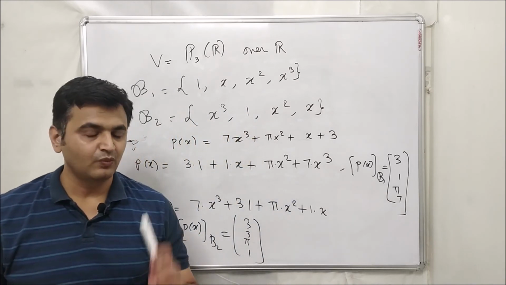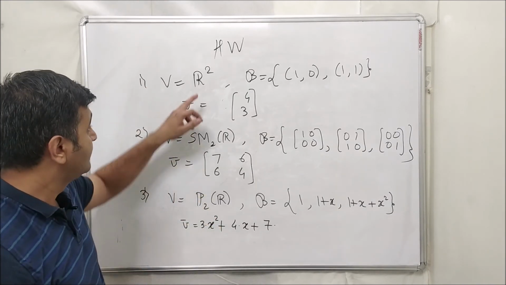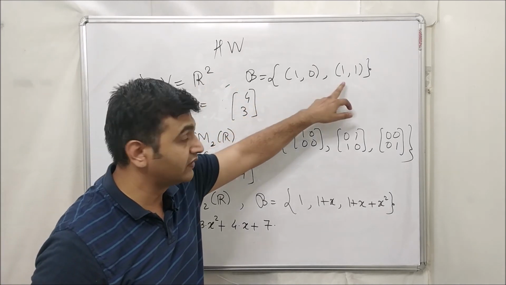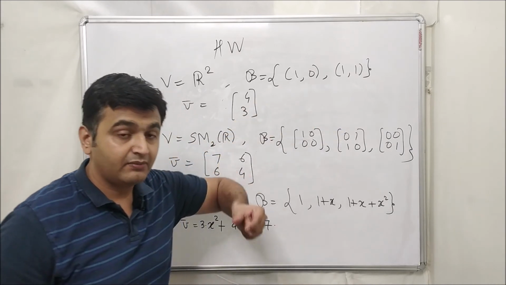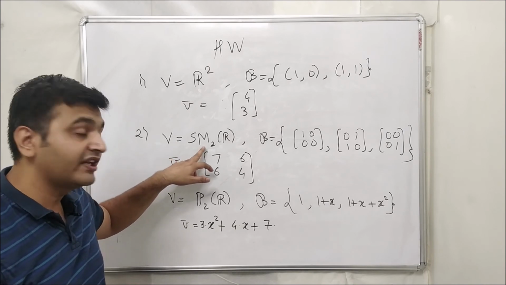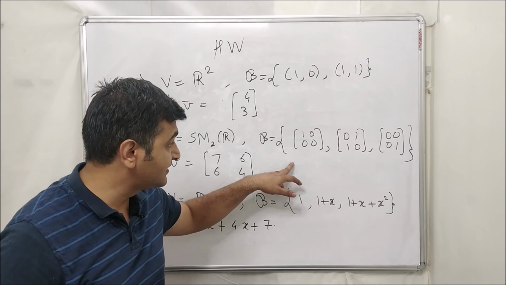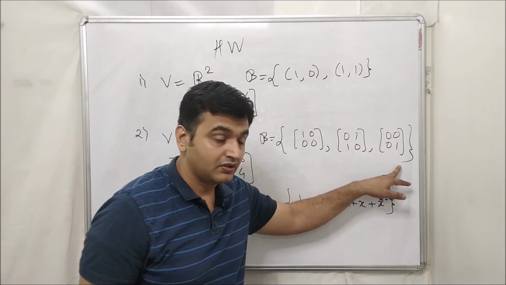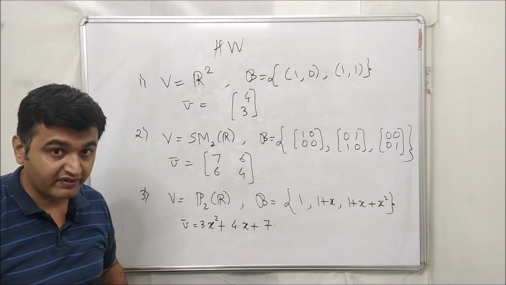Now let me give you some homework problems. These are the 3 homework problems for you. First is the 2-dimensional vector space R2. The basis I have given is (1,0), (1,1). So write down (4,3) as a combination of these two and tell me the coefficients, column-wise. Second, V is the set of all symmetric matrices of order 2 cross 2. For symmetric matrices, we know the basis is (1,0,0,0), (0,1,1,0), (0,0,0,1). So write down the given matrix as a combination of these. You will get a 3 cross 1 vector.